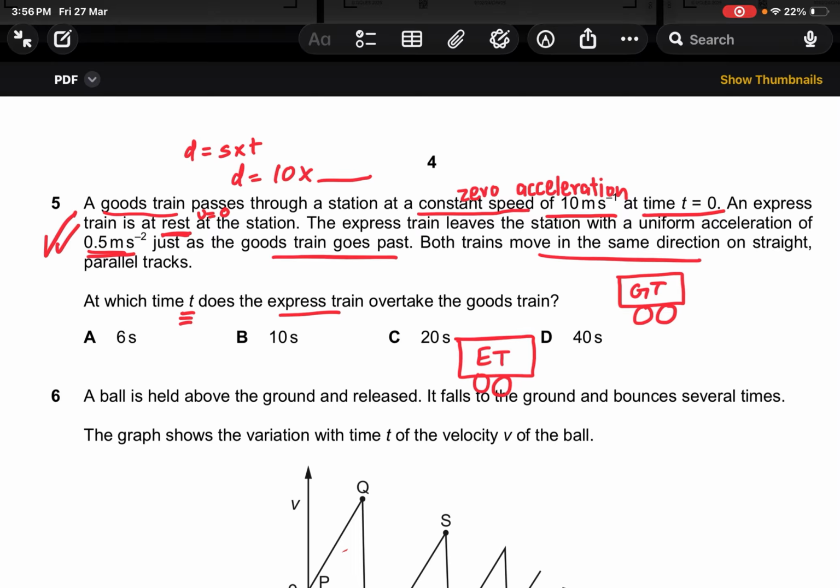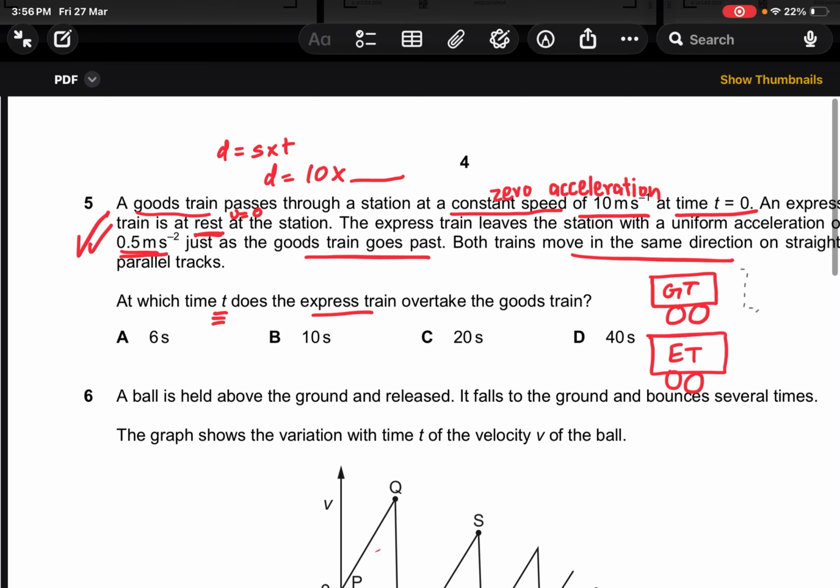But before overtaking, the express train has to come equal to the goods train. When the express train comes equal to the goods train, two things are going to be equal. What are those two things? Firstly, the distance they travel is going to be equal, and the time at which they overtake is going to be equal. So I know two things are equal, distance and time, and I need to find one of them, time.